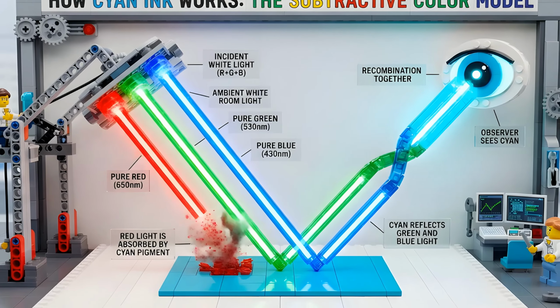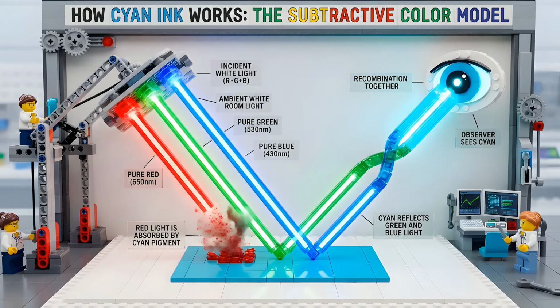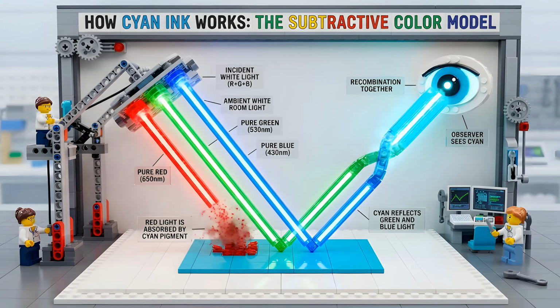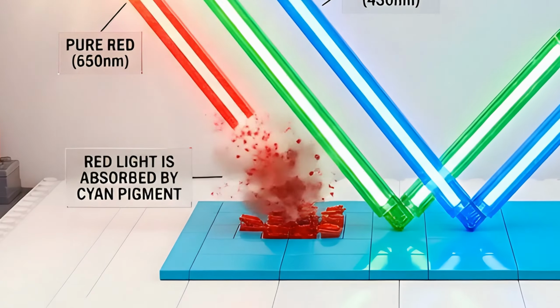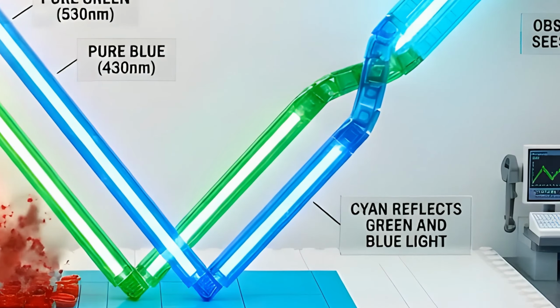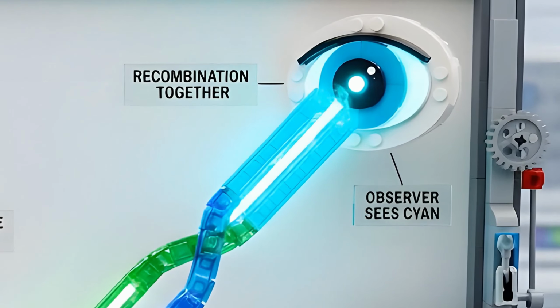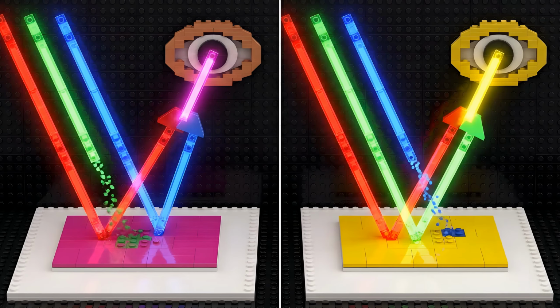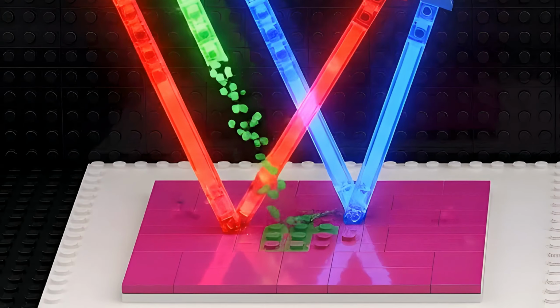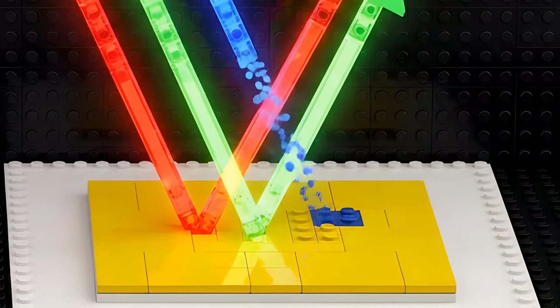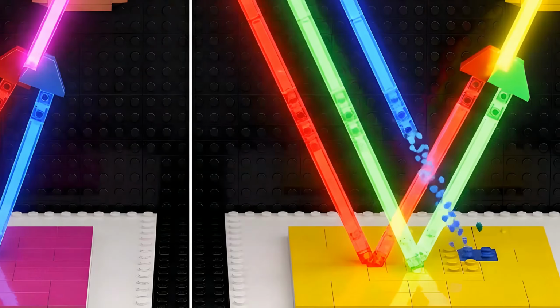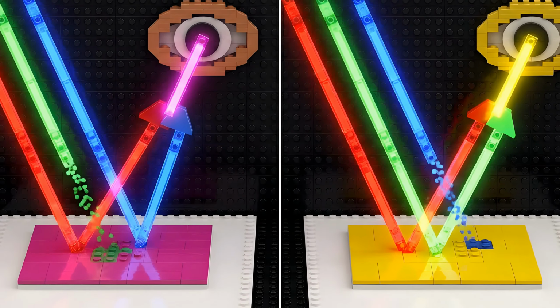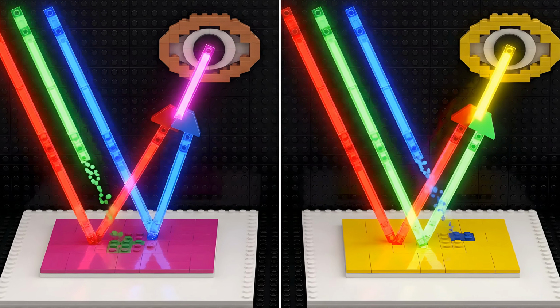Let's see this in action. We start with the white light, red, green, and blue beams. When they hit the cyan pigment, the red light is instantly absorbed. Only the green and blue beams reflect back to your eye, creating cyan. The others work exactly the same way. On the left, magenta absorbs the green light. On the right, yellow absorbs the blue light. This is a subtractive model. We are literally taking colors away from the white light.